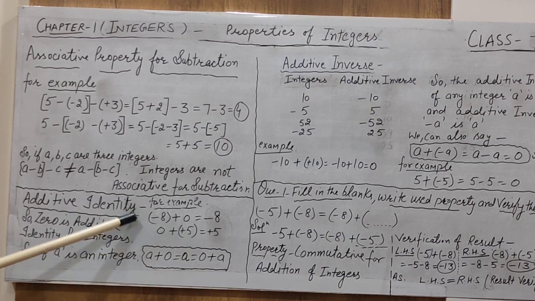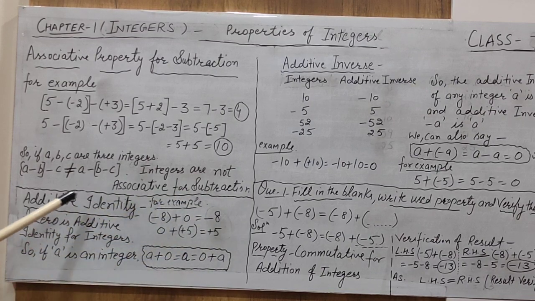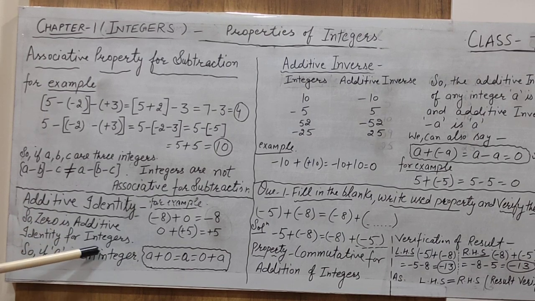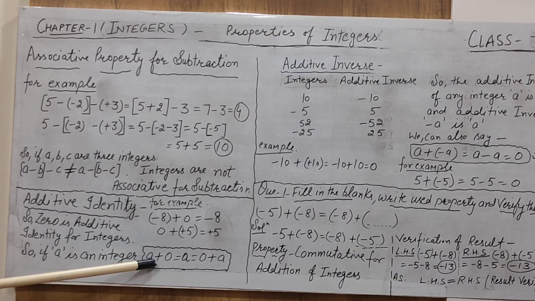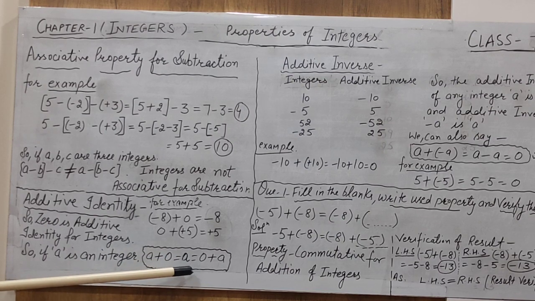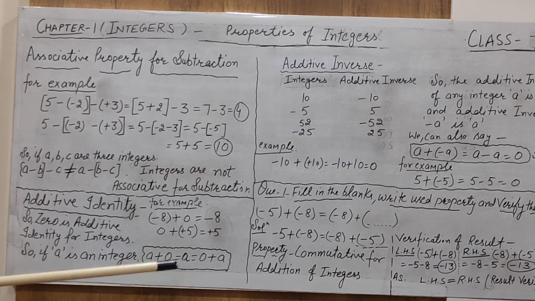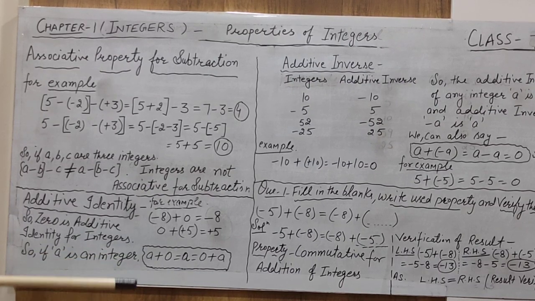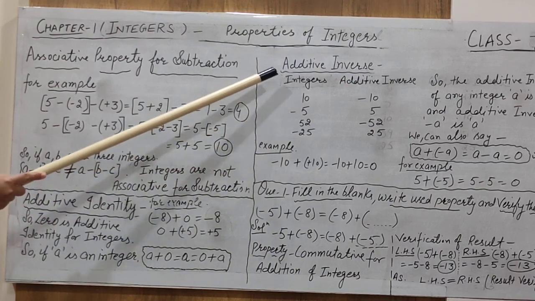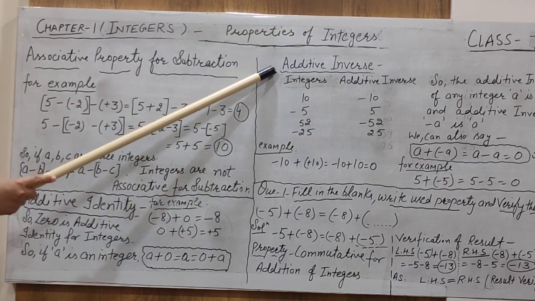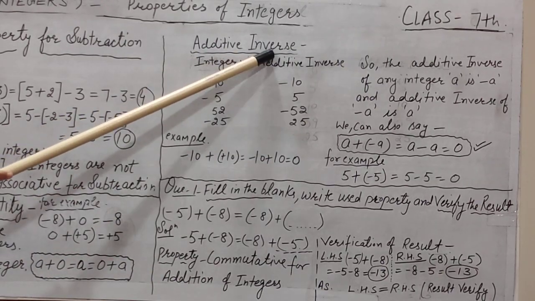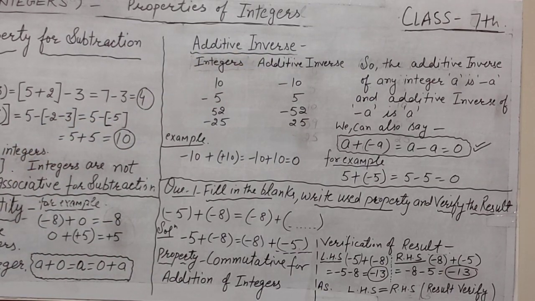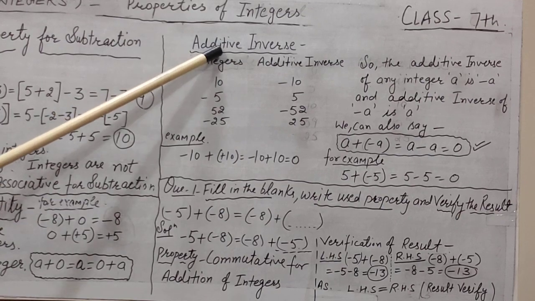You can understand from these examples that the additive identity for the integers means the number which, when we add it to any integer, the result is the same given integer. Its identity does not change. Now come towards the next and very important property, that is additive inverse. So this is additive identity and this is additive inverse.